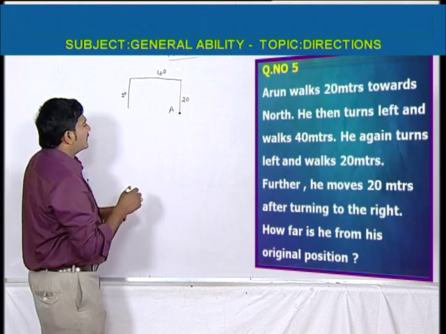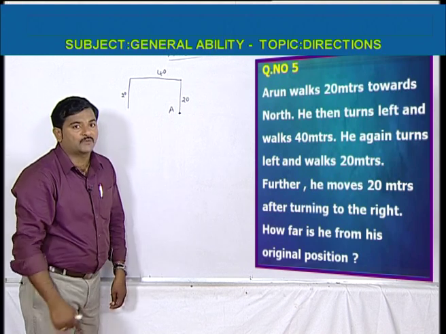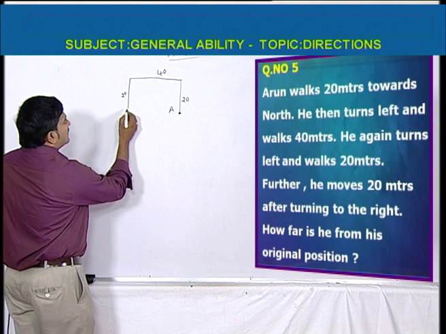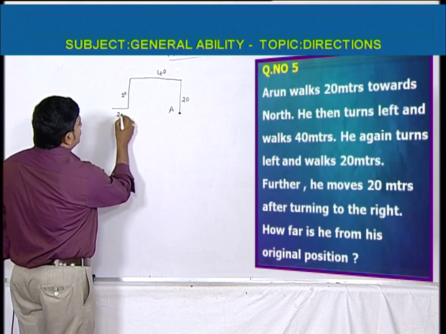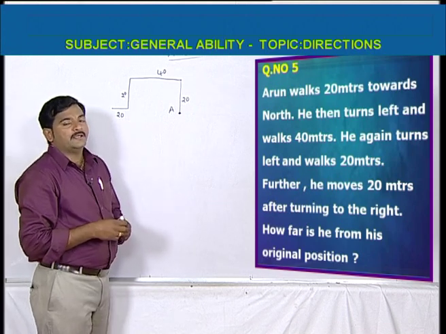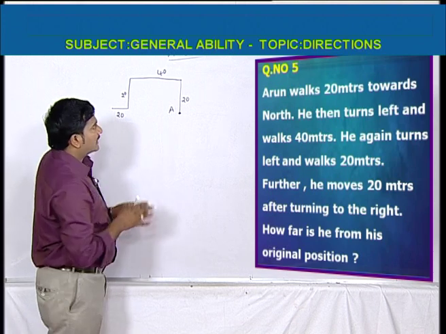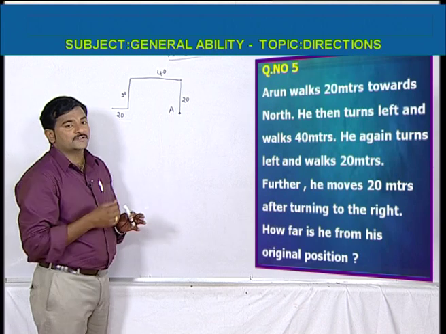So after turning to the right, now he is facing towards south. He is facing towards south. So he turns right and moves how many meters here? 20 meters. Then what is the given question? How far is he from his original position? I repeat the question. Diagram is very clear. Just read the question once again.